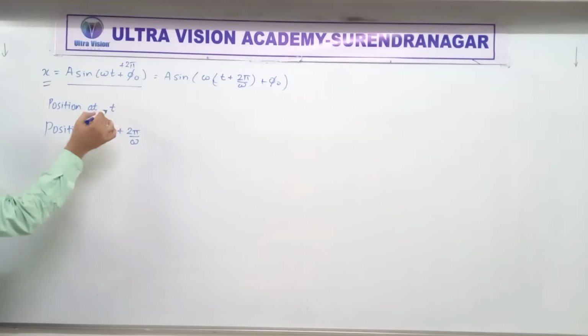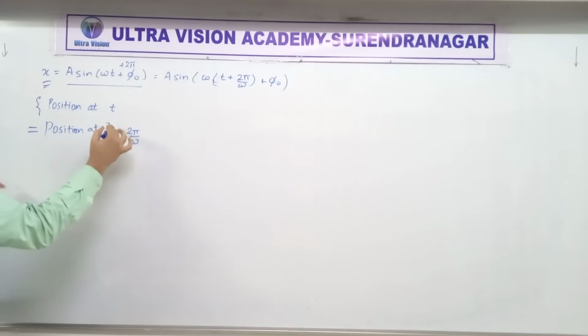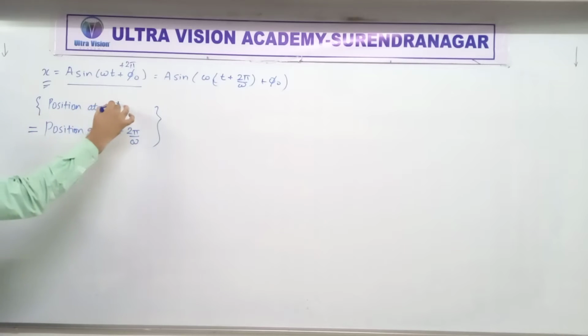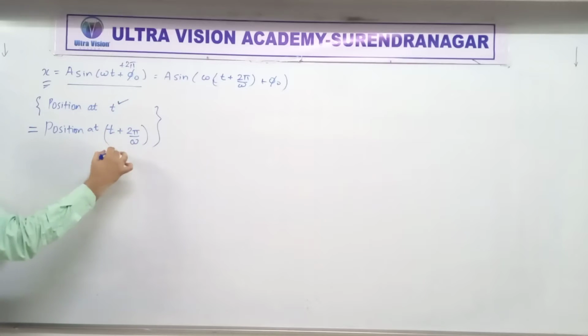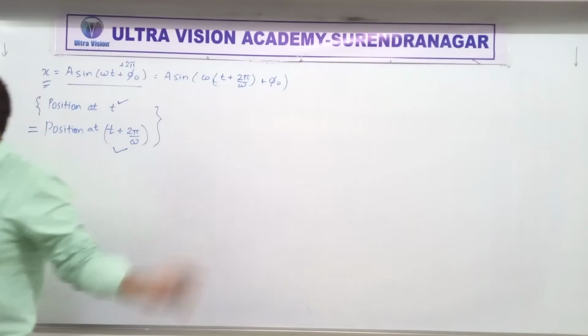So we are noticing here that the position at time t, that is x, is in fact the same as the position at time t plus 2 pi by omega. Do you understand what I am saying? Position at time t is the same as the position at time t plus 2 pi by omega. Yes or no? That clear?